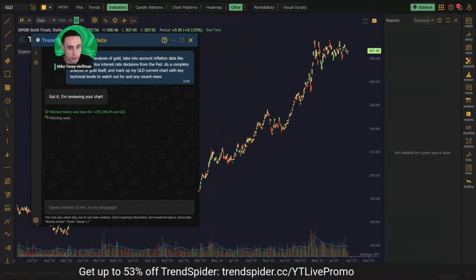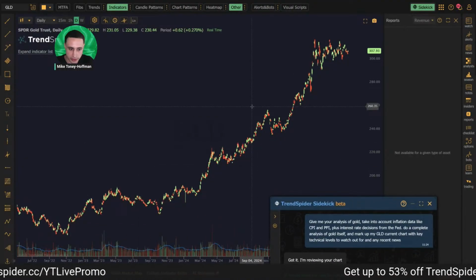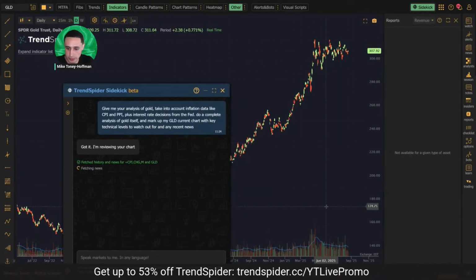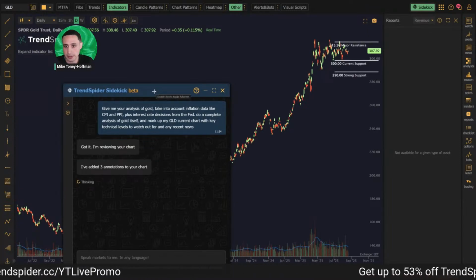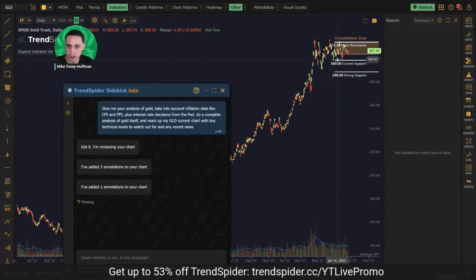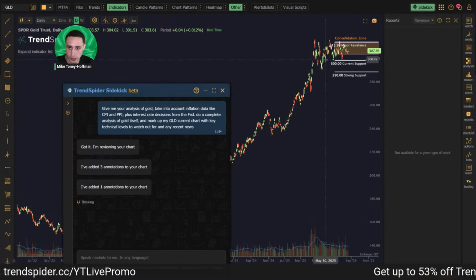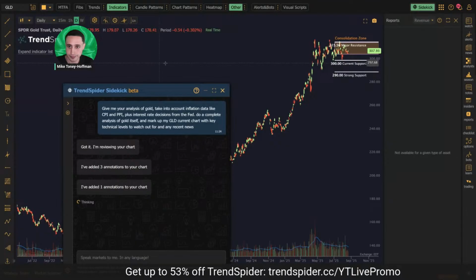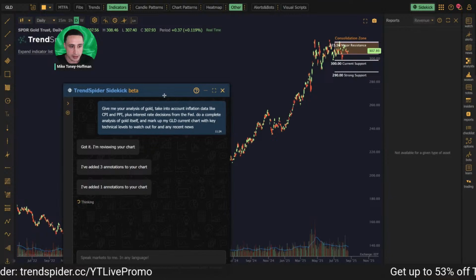Yes, we are looking at gold. And yes, it has broken out, as you can see, several times here on the daily chart, and it is basing up right now. Let me wait for these annotations here. So it did mark a few resistance and support levels. Those look pretty valid, I would say. It marked this 290 support level, that's the previous pivot. It marked the bottom of the channel as the current support, and the top of the channel as the resistance. And it did mark a consolidation zone, which is pretty valid stuff. Let's see what else Sidekick can tell us.